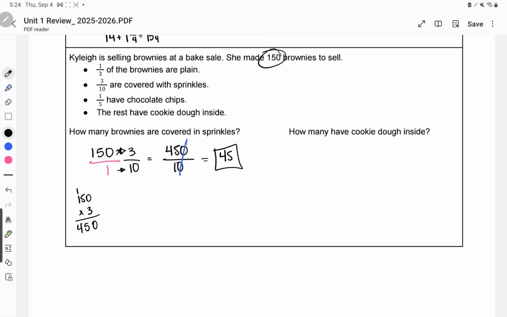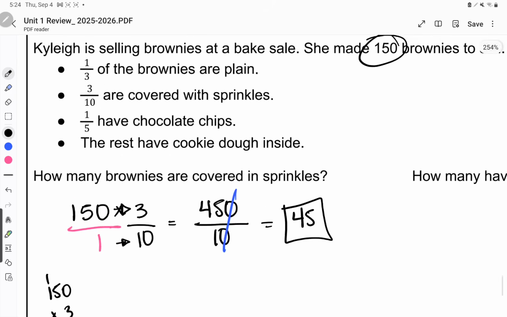Then it wants to know how many have cookie dough. Now, when you get to your test, this question is going to be bonus. The one that has the part 2, it's bonus. But I'm going to show you how to do it. So 3/10 are covered in sprinkles. 45 of them are covered in sprinkles.